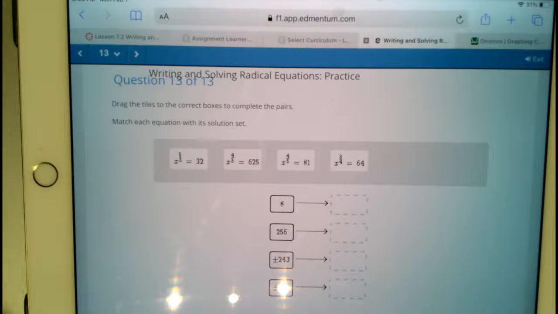Match each equation with the solution set. And we'll start with x to the 5/3 equals 32. So I'm going to flip over to my notebook paper. In fact, I will do x to the 4/3 equals 625 as well.